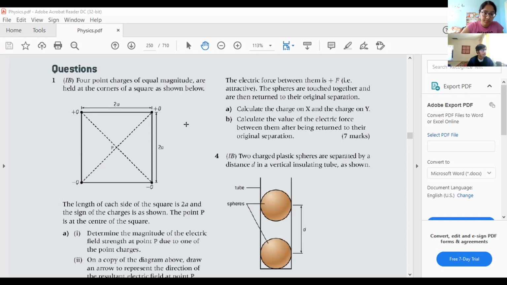Right, and diagonal, so 2a squared plus 2a squared. Well, it'd be half, or sorry, it's a and a, right? Because it's a distance. Oh, that's true. So it would just be a root 2 in the denominator. Squared, right? Because, is it KQ over R squared, right?